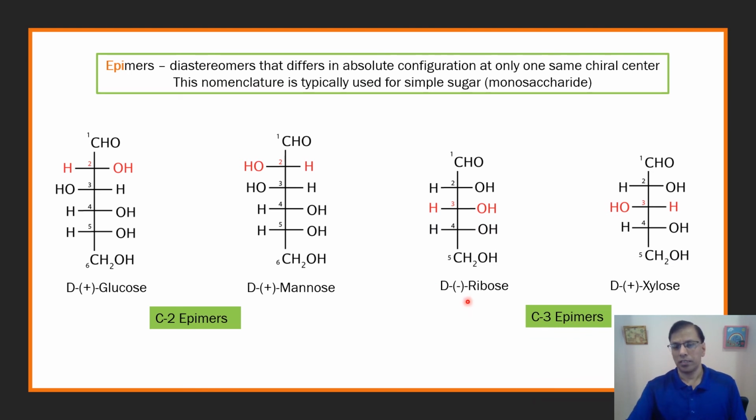Let's look at another example. So in this particular case, the carbon atom 3 is chiral. The OH group is on the right for ribose and is on the left for xylose, and hence they are called C3 epimers. That's carbon atom 3 epimers.